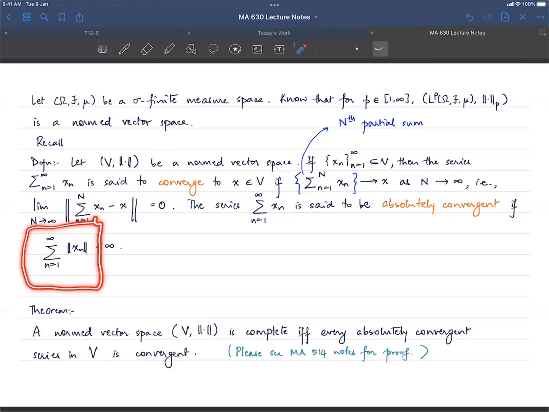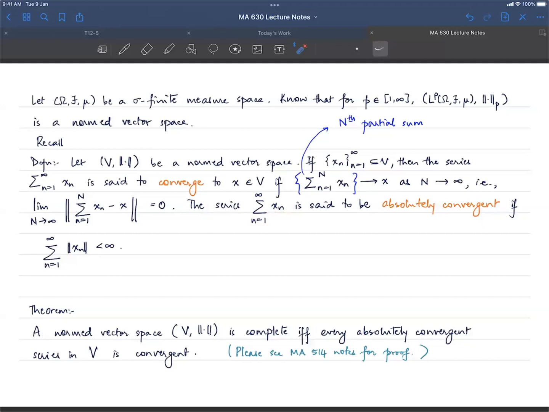No, it's a series of numbers, right? Because each norm xn is a non-negative number. Okay, so I'll say that the series sum n going from 1 to infinity xn is absolutely convergent if the sum n going from 1 to infinity norm of xn is less than infinity. That means if somebody gives me an infinite series here, and for each of these terms I take its norm and add them all up and still get something finite, then I will say that this series is absolutely convergent. You guys with me?